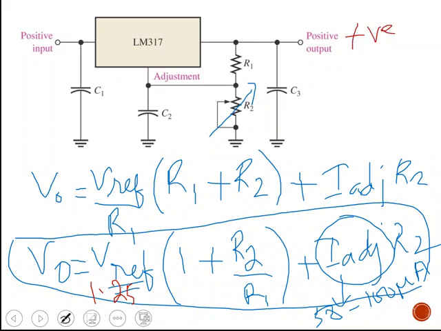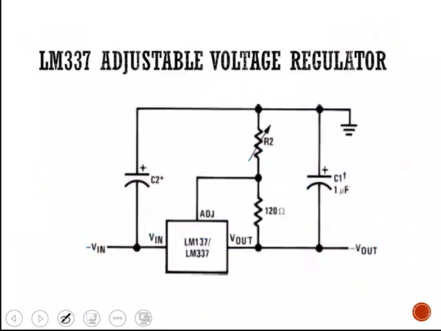If we want to obtain a negative output voltage, that is an adjustable variable voltage, then we have to go for the LM137 series. So we have LM337 or LM137, which provides a negative output voltage for a given negative input voltage. Again we have a variable resistor R2. This we can treat as resistor R1. The current flowing through this is I adjust. The current flowing through this one is I reference.